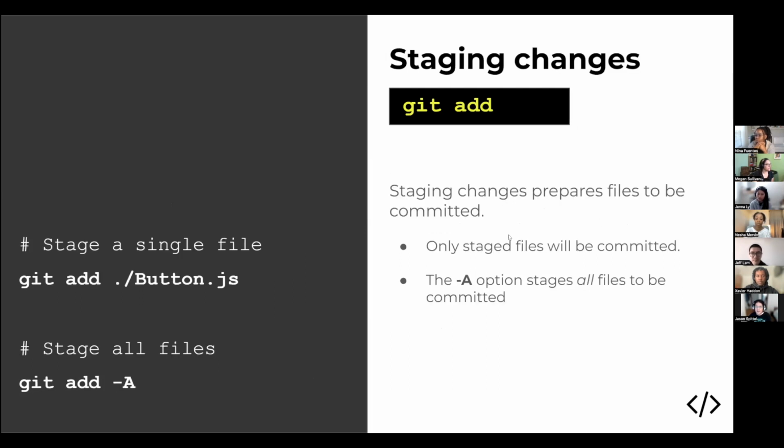Cool. Git add, staging changes. Only staged files will be committed. So as you have the main set of files, sometimes you want to make new JavaScript files or new HTML files or new whatever files. You need to add it to your local copy of what it understands as the code base to be. And that's all it is. Git add, the path to the file, the name of the file.